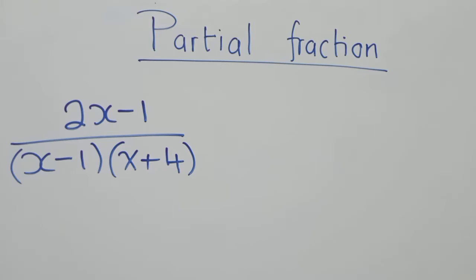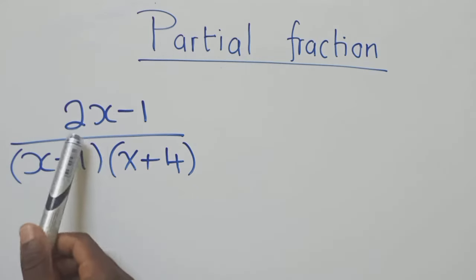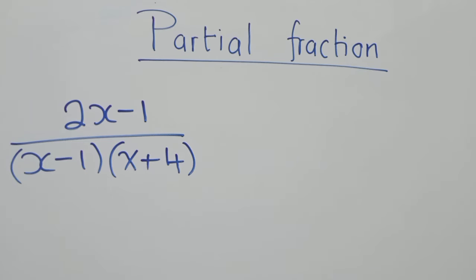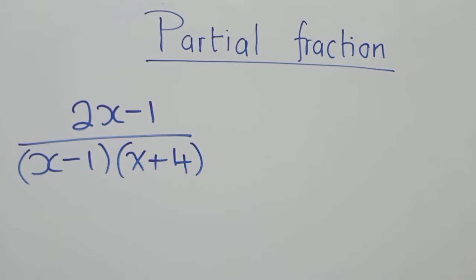All right, so we need to decompose this partial fraction. If you can see nicely, this is (2x - 1) over (x - 1) times (x + 4), both inside brackets. So how do we decompose this partial fraction?